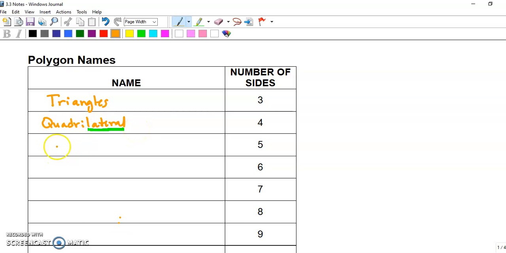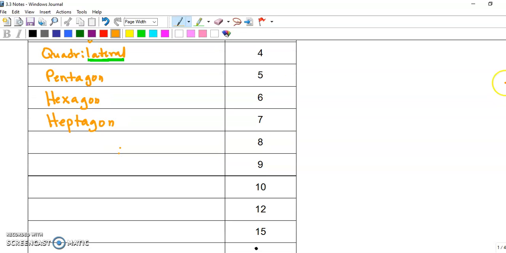Five sides is a pentagon, and these are all in your textbook. Hexagon for six sides. One that is harder for us to remember sometimes is heptagon. We might want to make it septagon, since the seven starts with an S, but it's heptagon. Eight would be octagon, we're pretty familiar with that. Nine is a nonagon. Sometimes you will see the word enneagon. Ten would be a decagon.